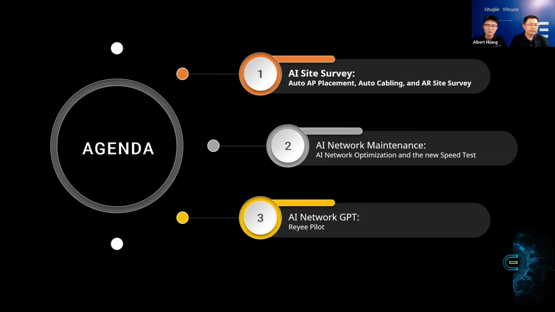So for today's webinar, the agenda includes 3 parts. First of all, we will introduce some of the most exciting updates in our site survey tools, including auto AP placement, auto cabling, and AR site survey. And later, we will introduce new features for the post-sale stage, including AI network optimization and a new speed test tool. Finally, we will present what we have improved on our network GPT Reyee pilot in the last few months. And let's get started from the part of AI site survey.